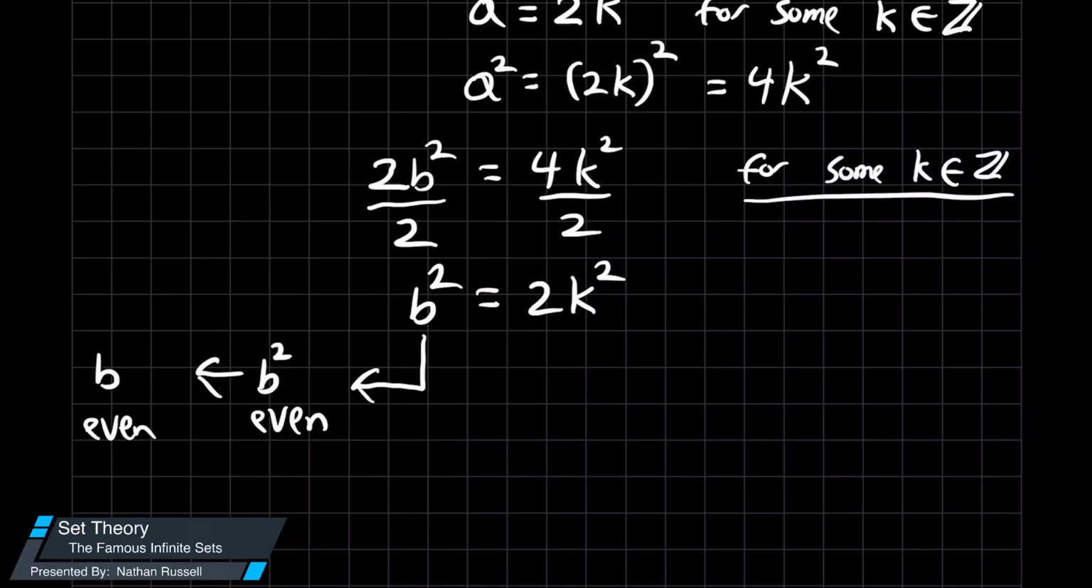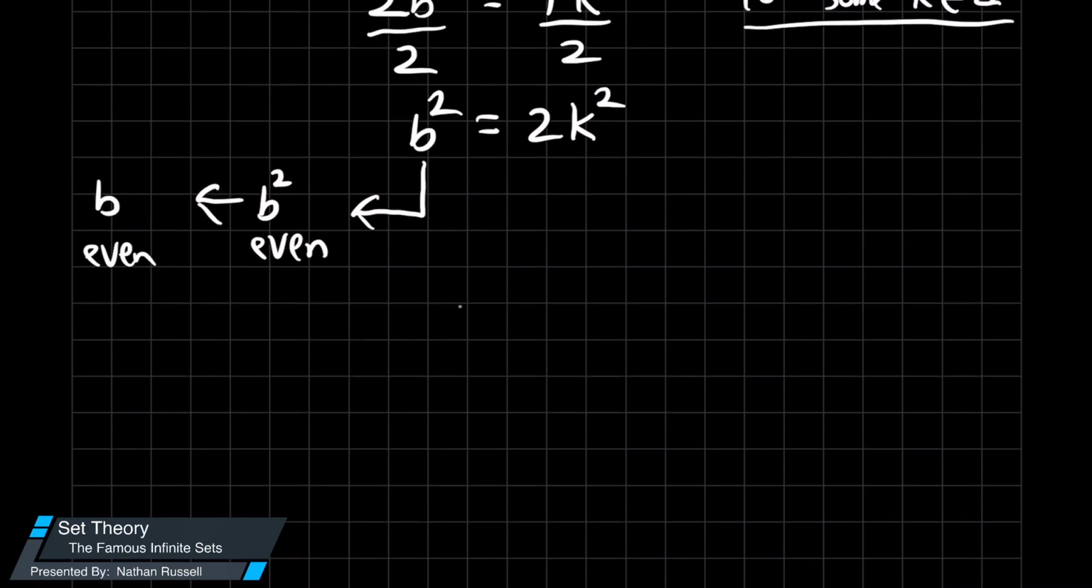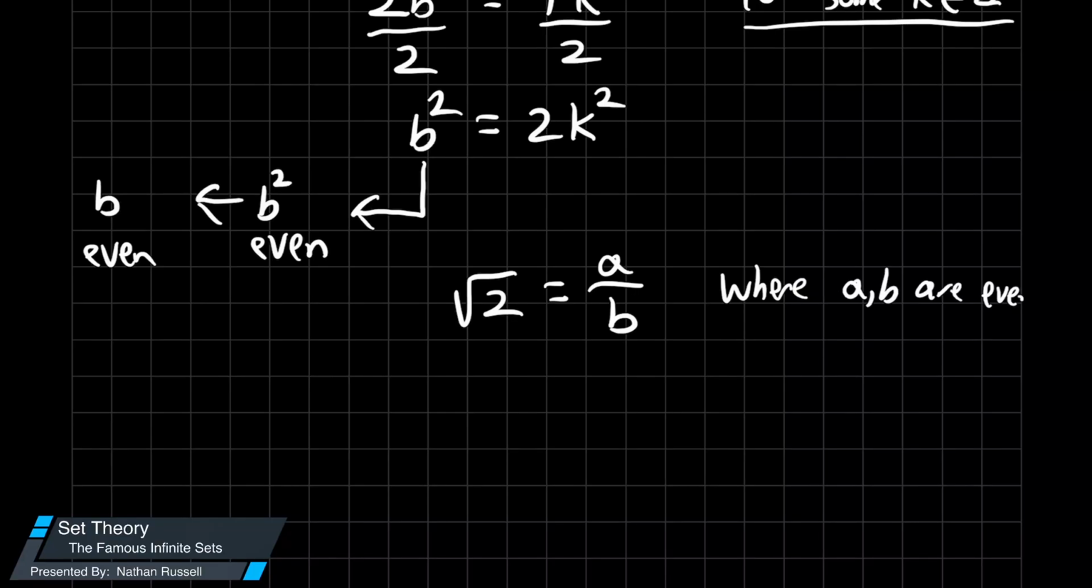Okay, so by this construction and given our assumption, to summarize what we got, we know now that the square root of 2 is equal to a over b, where a and b are even integers. So this is something that we can logically claim.